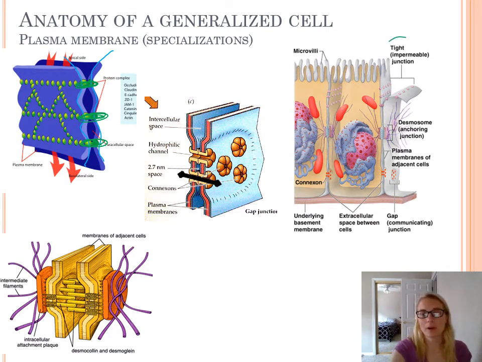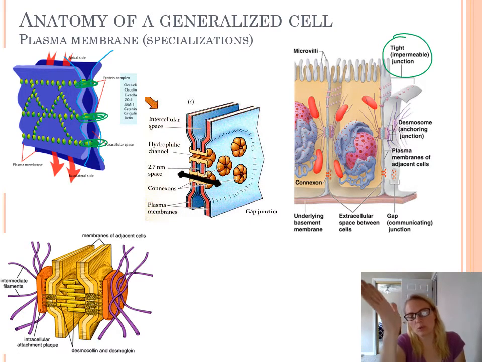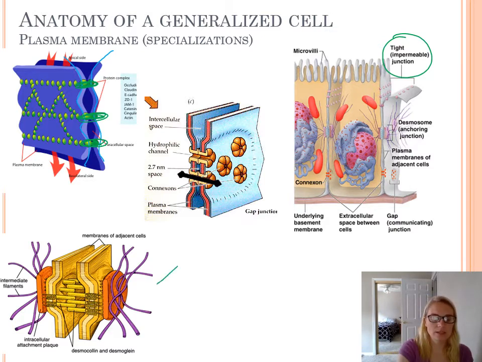We can see that right here, where one of those membranes is peeled back. Those tight junctions hold neighboring cells really tight together. The next one listed here is desmosomes. This is a desmosome down here. Desmosomes are like anchors. Here's one in this picture. They tightly hold two neighboring cells together.